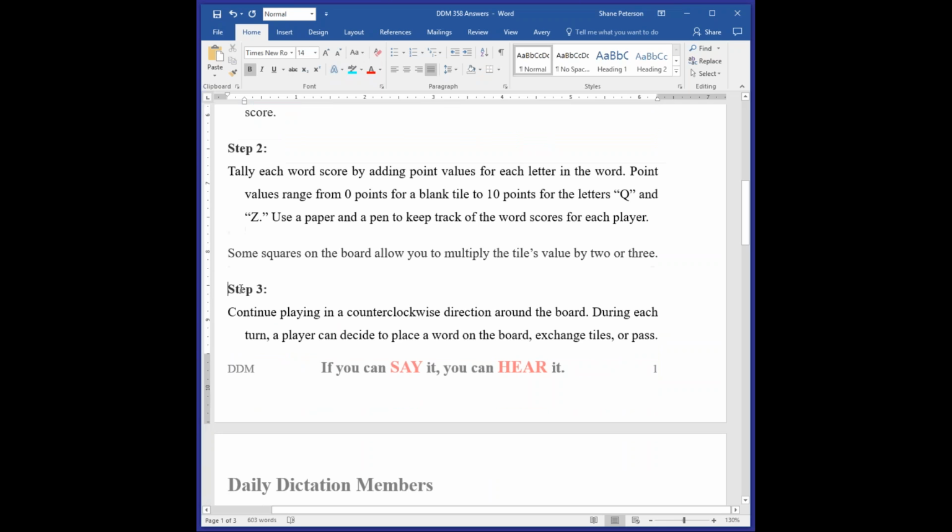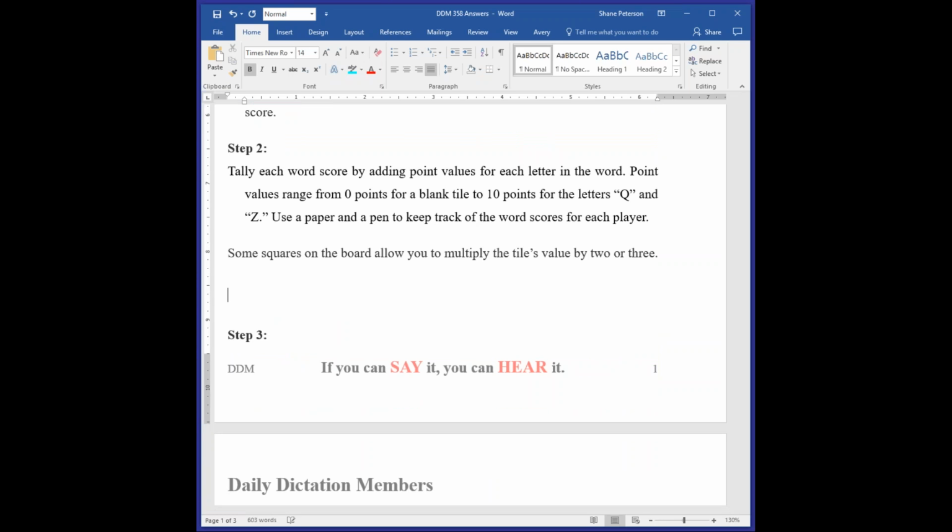Step 2. Tally each word score by adding point values for each letter in the word. Point values range from 0 points for a blank tile to 10 points for the letters Q and Z. Use a paper and a pen to keep track of the word scores for each player. Some squares on the board allow you to multiply the tile's value by 2 or 3.